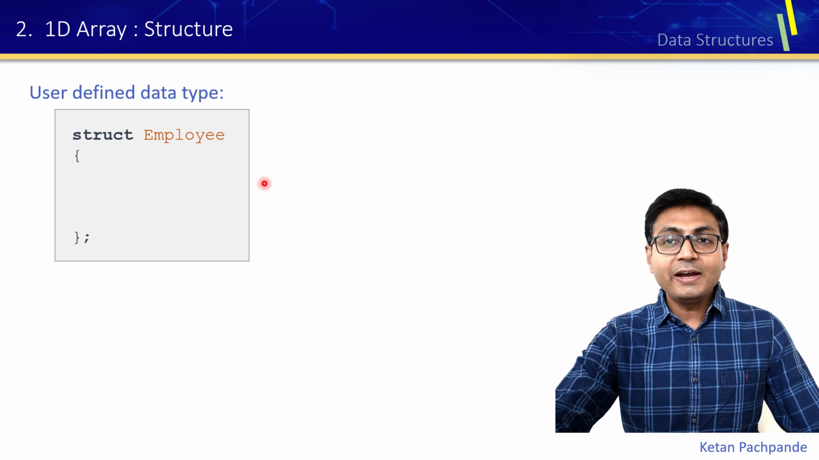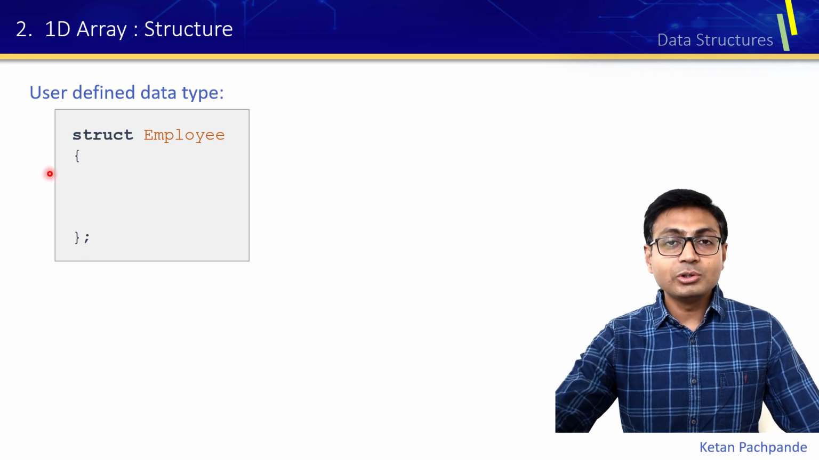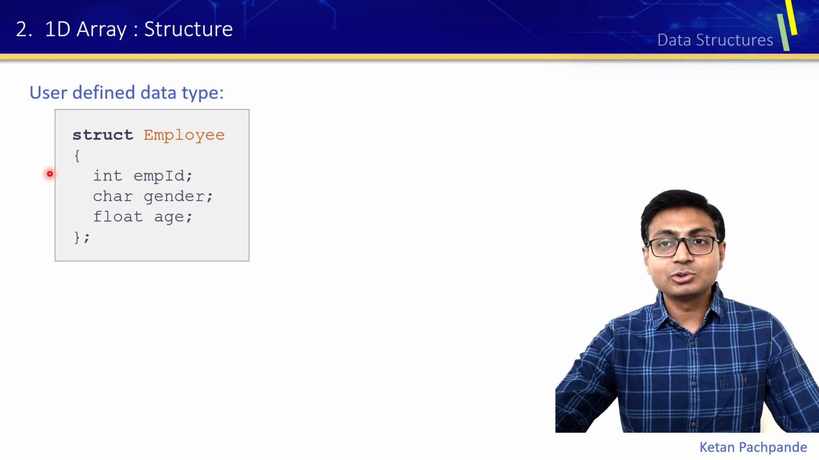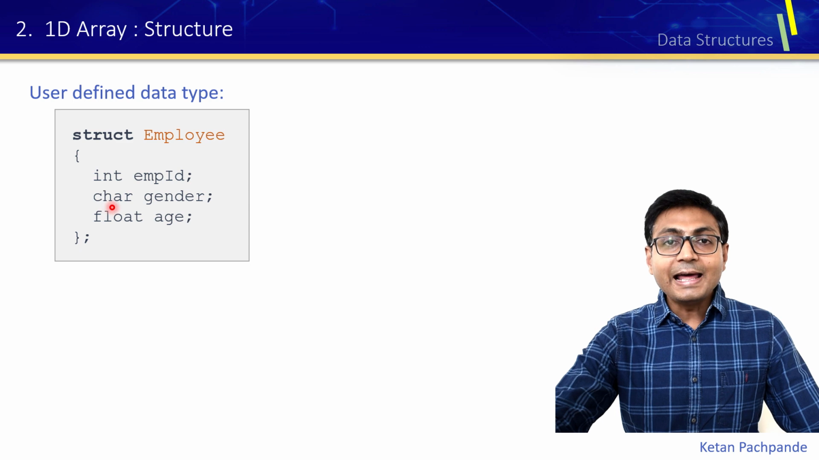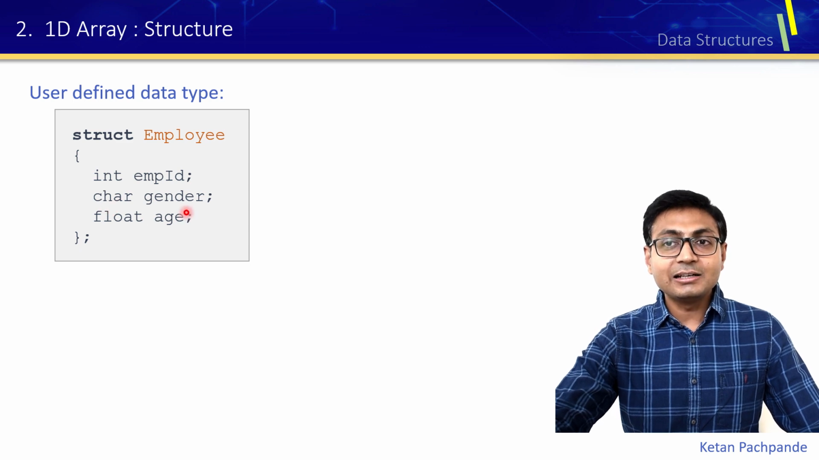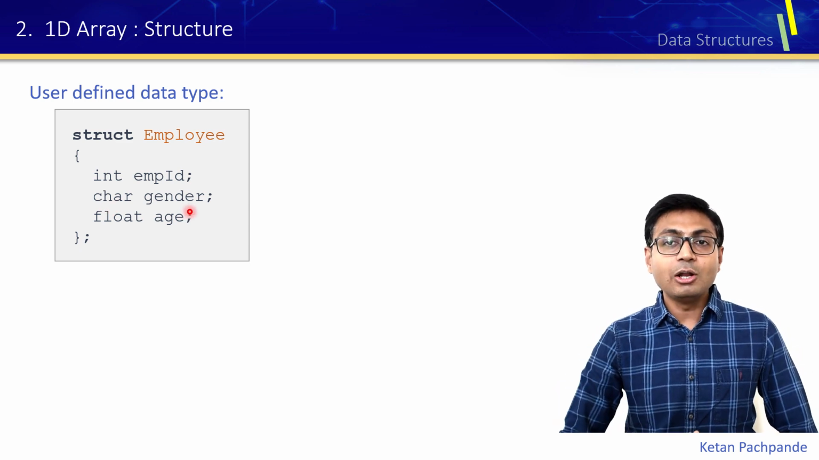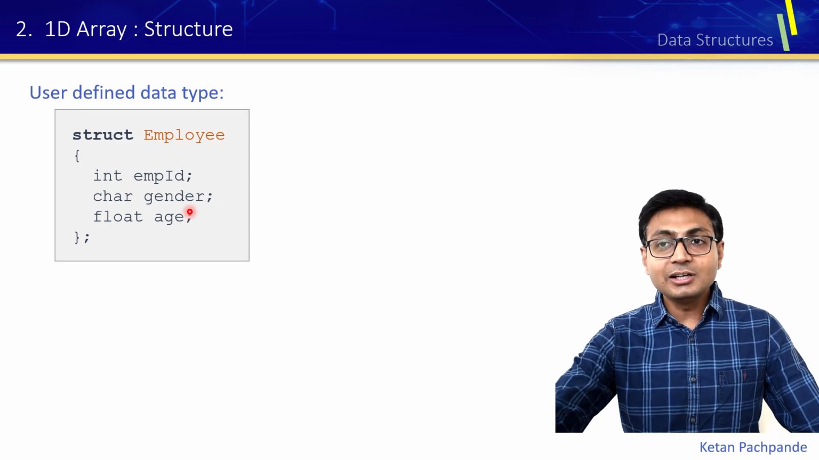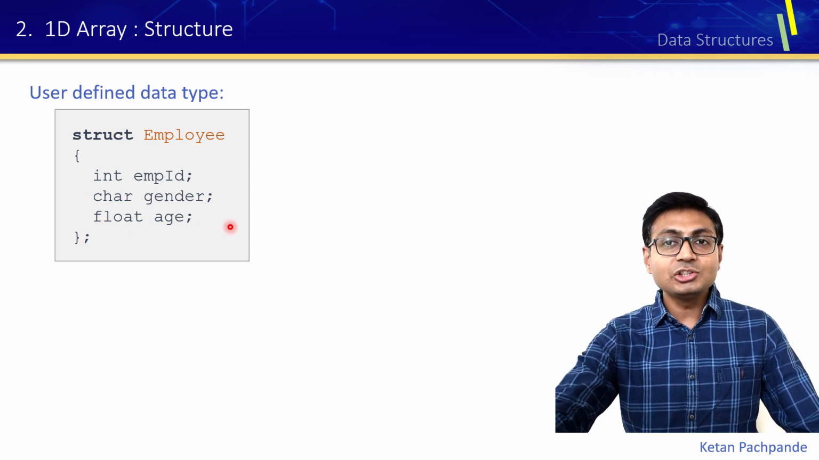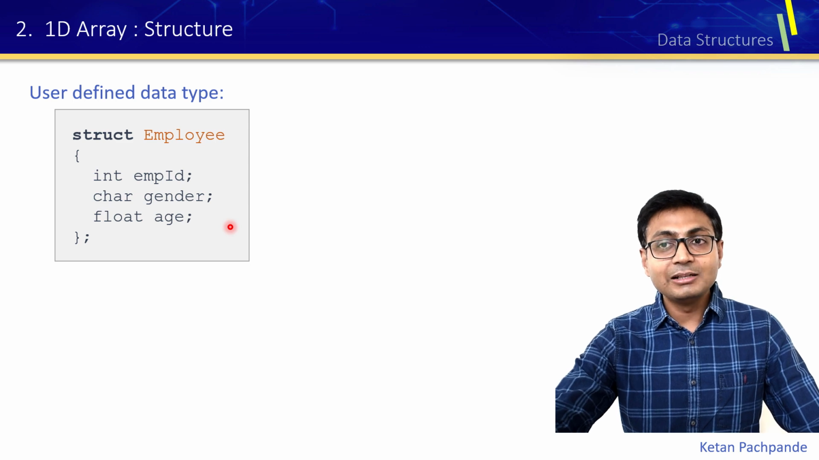I am going to define 3 data variables in this structure: an integer employee ID, a character gender, a single character to store whether it is male or female, M or F, and the third variable is the age, which I have taken as a float. So here the employee structure is a collection of 3 different variables: integer, char and float.